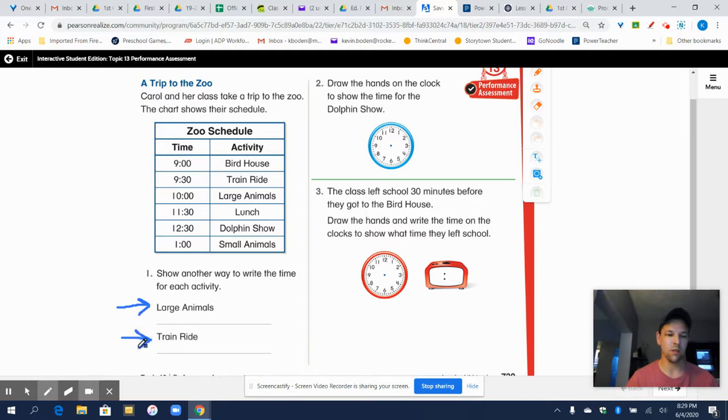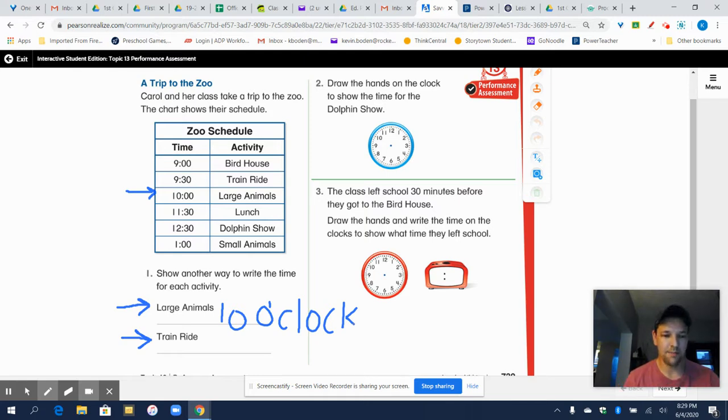So look at the schedule, and what time is large animals on the schedule? That's right, 10 o'clock. And that's what it says. Large animals, 10 o'clock, right there. Perfect. So another way to write 10 o'clock is simple. Let's just write 10 o'clock. Yeah, I know I'm writing a little bit sloppy.